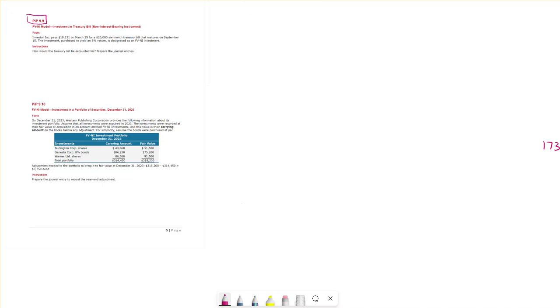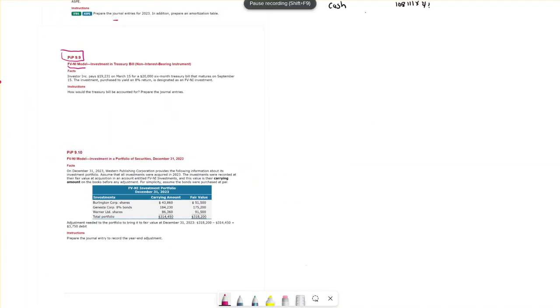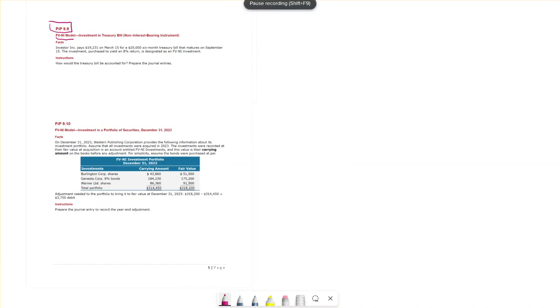So what we're doing is a fair value net income model, but it's an investment. In this case it's an investment in non-interest bearing instruments. It's a non-interest bearing note, and it asks you to prepare a journal entry. How would you know it's a treasury? Of course, by looking at it, they know that it's a 6 months treasury bill. If you're investing in a 6 months treasury bill, it is an investment accounted for as a treasury bill.